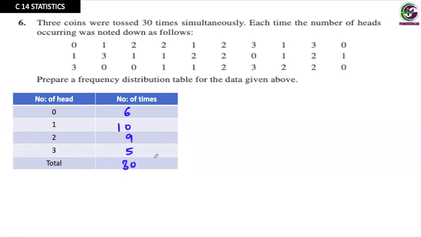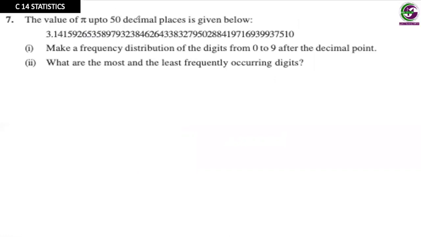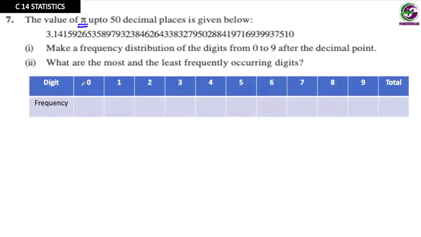Question 7. The value of pi up to 50 decimal places is given below. This is also a reminder about the value pi. We have seen that pi is an irrational number because it is never repeating and it is never ending. It can be continued millions and millions of numbers after the decimal. We have to see the digits from 0 to 9 after the decimal point. So let us organize them in a table.